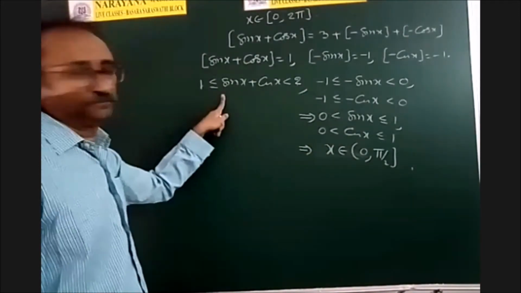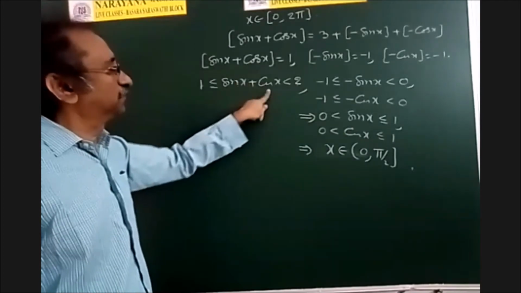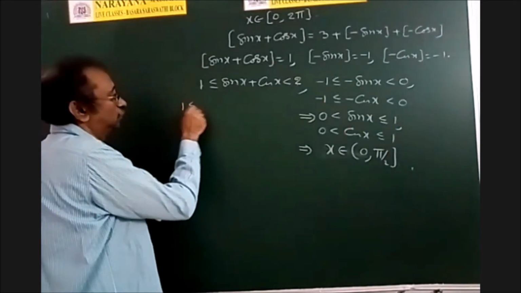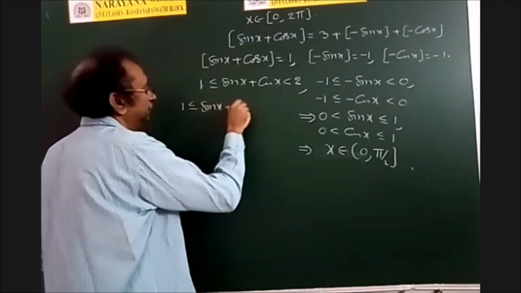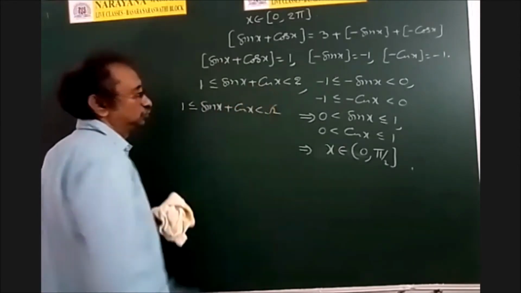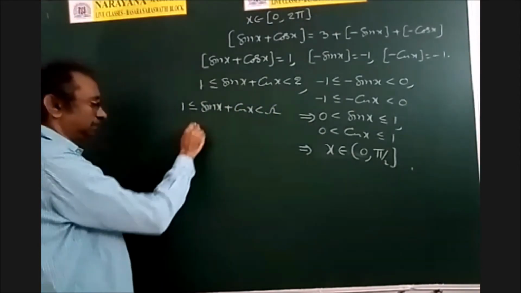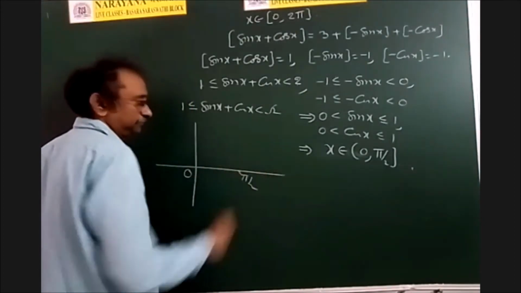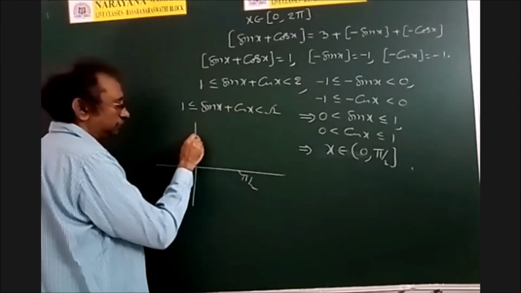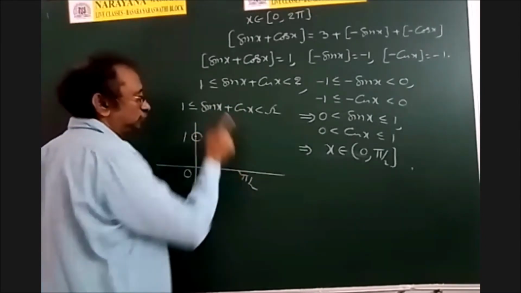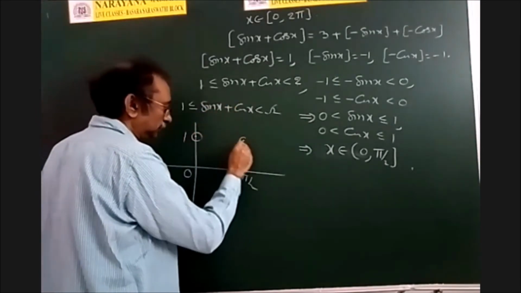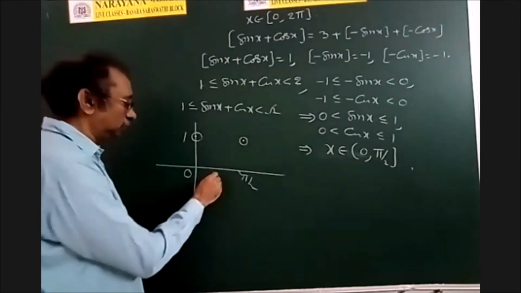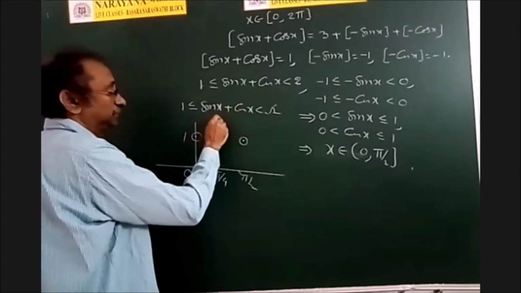So see these values. What is the maximum value of sin x plus cos x? Actually root 2. Therefore finally we can write 1 less than or equal to sin x plus cos x less than or equal to root 2. Now, if you observe the sin x plus cos x graph in the first quadrant itself, sin 0 is 0, cos 0 is 1, you will get 1. At pi by 2, sin pi by 2 is 1, cos pi by 2 is 0, you will get 1. And what is the maximum value of this? Root 2, at x equal to pi by 4: 1 by root 2 plus 1 by root 2, root 2.